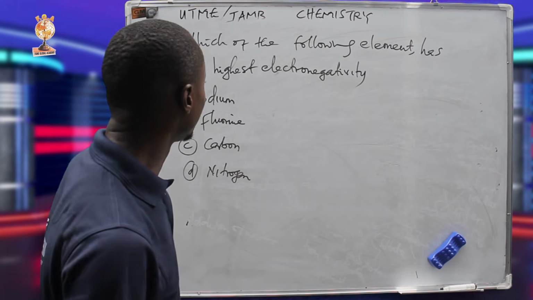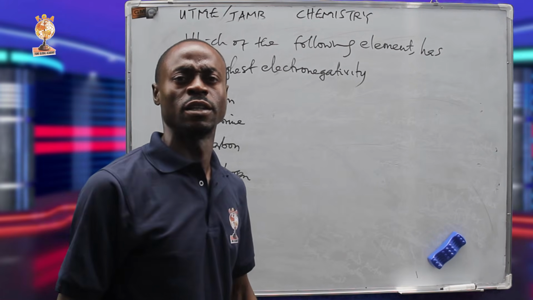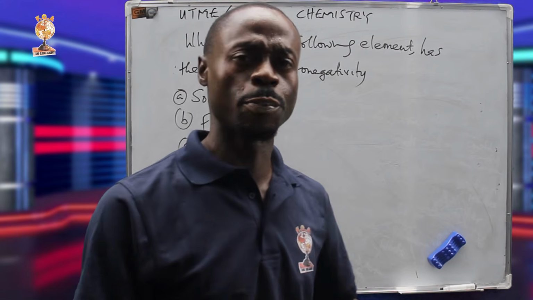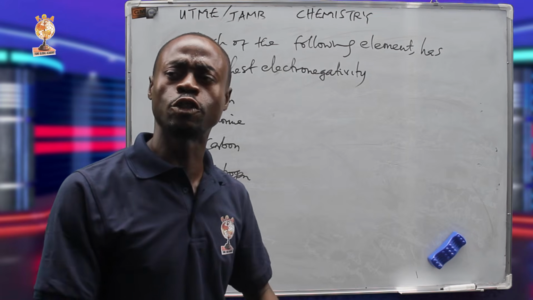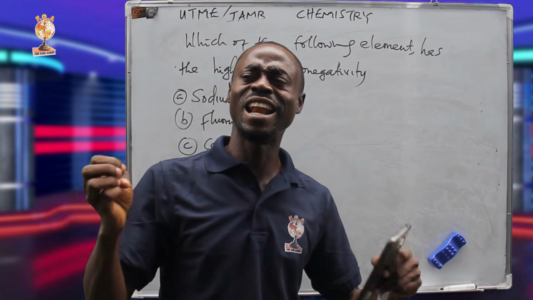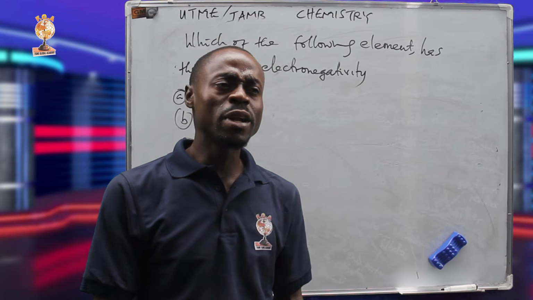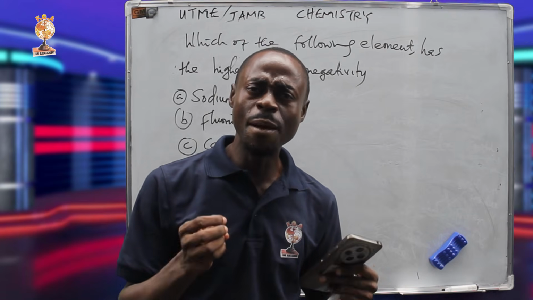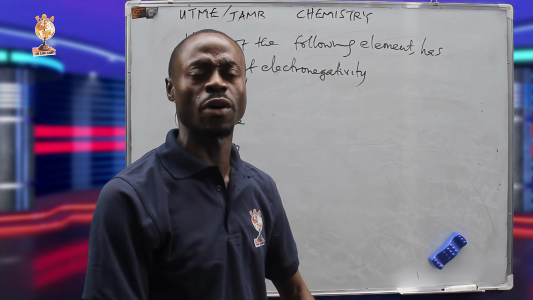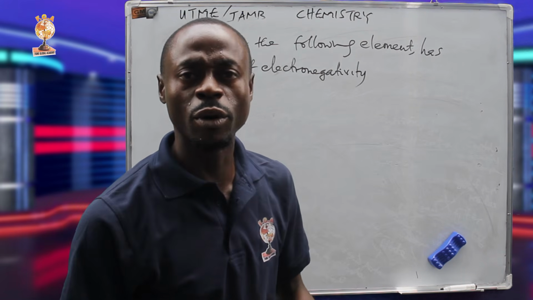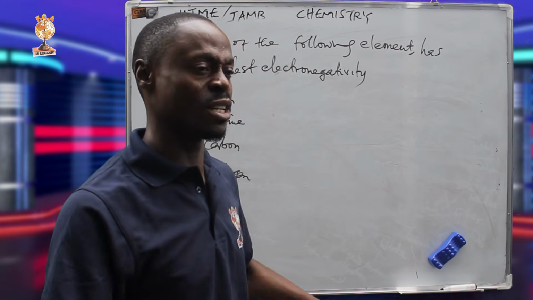Under the periodic table, under a subtopic called properties of elements in the periodic table, one of the properties related to this question is what we call electronegativity. Simply put, what is electronegativity? This is the process whereby elements attract electrons to themselves and form negative ions.